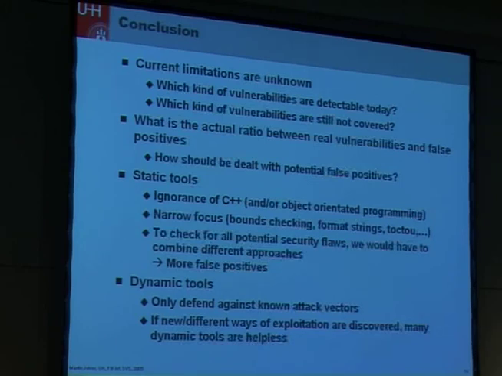Also, all the static tools I presented have a narrow focus. They only do bounds checking, or they only look for format strings or time of check, time of use. So if we want to find all our problems in our source code using these free tools, we have to use more than one tool on our code. So we have even more false positives, which kind of sucks. The commercial tools do everything in one. So they are better in this direction. The dynamic tools have the problem that they only test against known attack vectors.